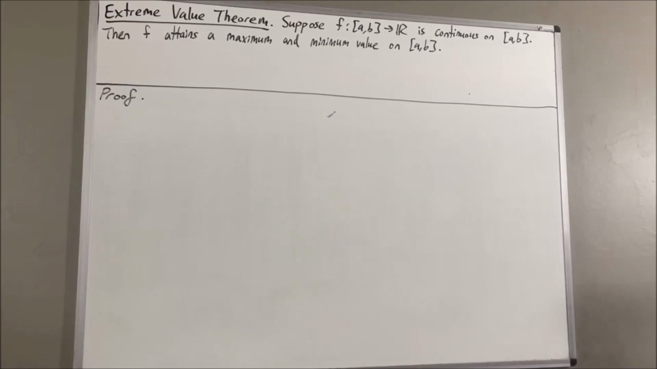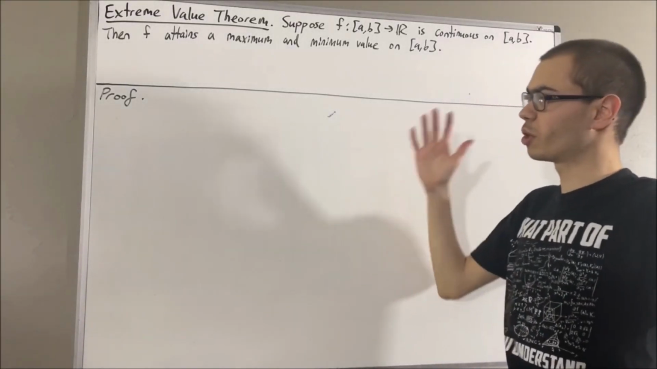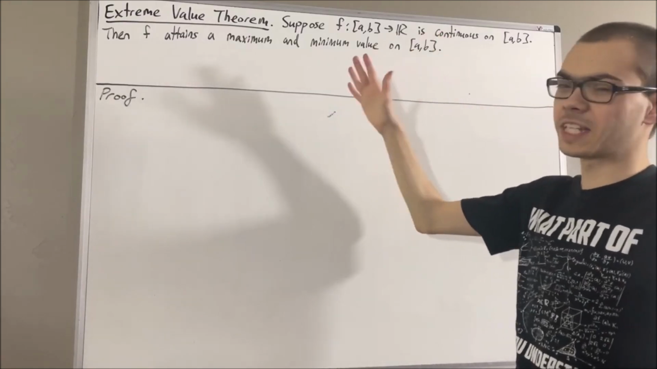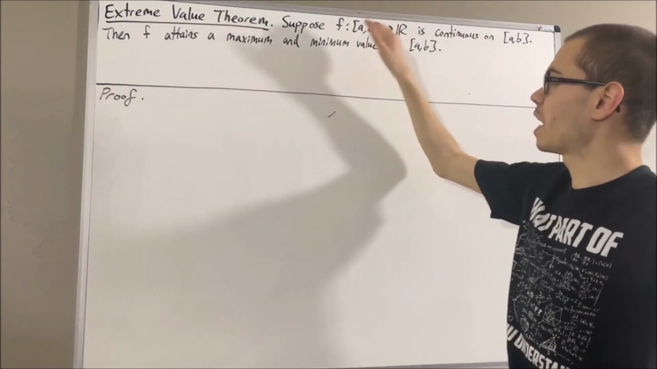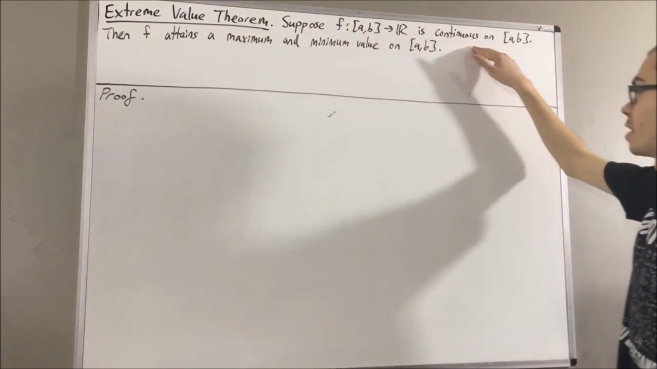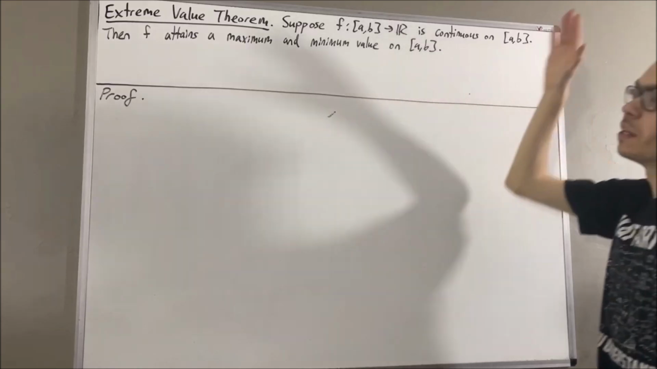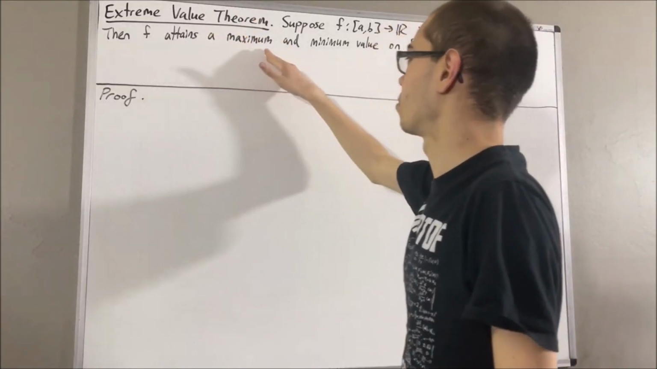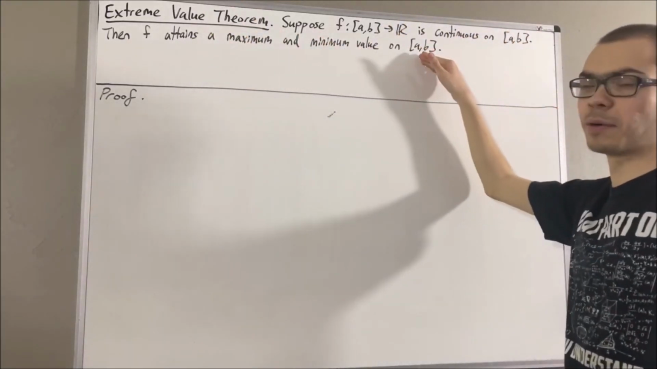Hello! In this video, we are going to prove the extreme value theorem, which says the following. Suppose f is a function from the closed interval [a, b] to R, and f is continuous on [a, b]. Then f attains a maximum and minimum value on [a, b].